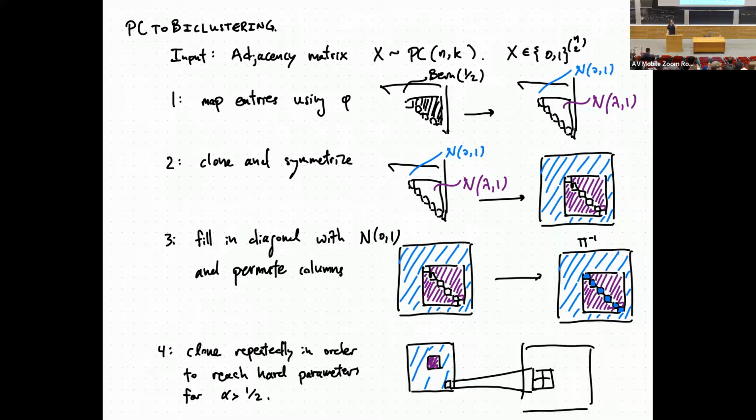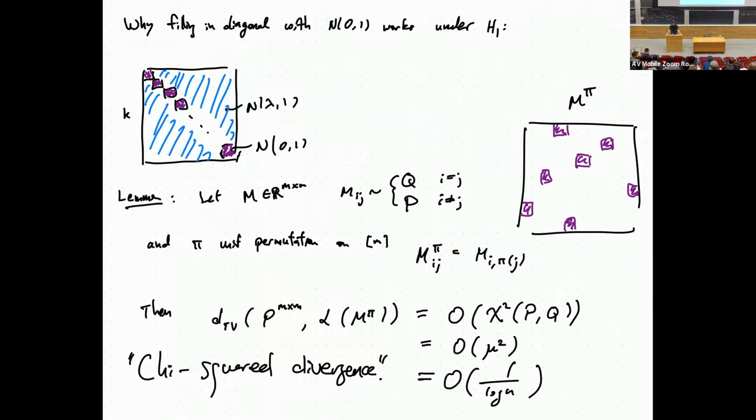So let's first... Yes, please. Yeah, just to be clear, on the last slide, before we do the permutation, we have like total variation distance.